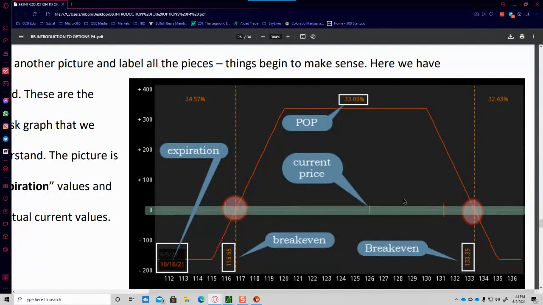So if we were to put in a butterfly, a vertical, iron condor, it would still have these features. There would be break even. There would be pop. There would be current price shown in that risk tab, no matter what trade it is that you put in there. And next time you go in there, you'll now know what those things are.